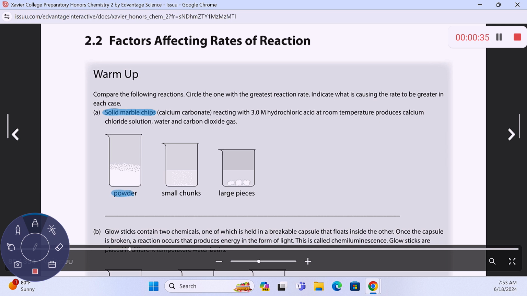The powder. Okay, so the powder, anytime you have a solid, ideally you want to crush it into a fine powder because a powder will have more surface area. So that means we have more points of contact with the other reactant, which in this case is hydrochloric acid. So there are more places for the hydrochloric acid to touch the marble, and therefore your chemical reaction will occur quicker. Okay? If you take a look at B, in B, we've got some glow sticks.